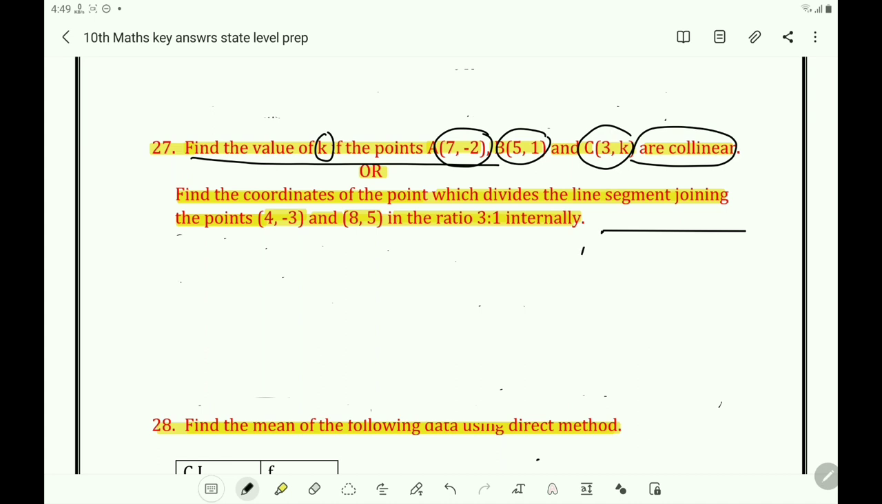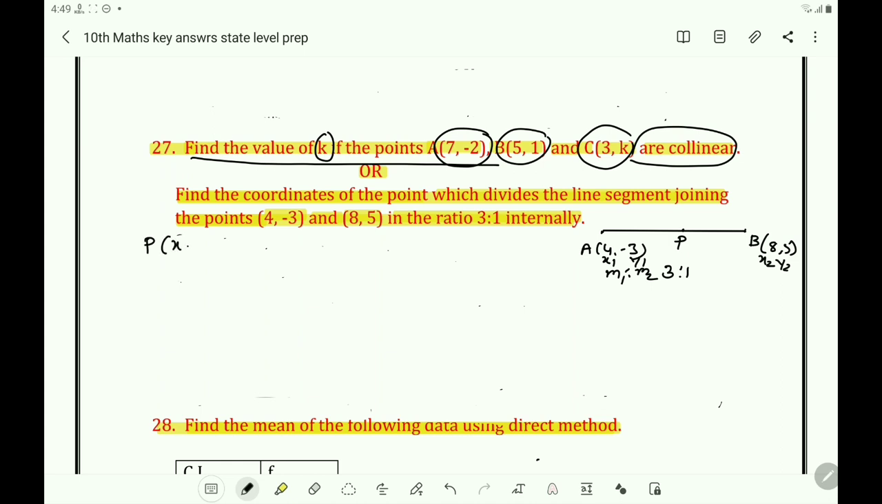This is the point A with the coordinates 4, minus 3. This is the point B with the coordinates 8, 5. And consider a point P which divides in the ratio 3 is to 1. Here the ratio m1 is to m2 is 3 is to 1. Consider these are x1, y1. These are x2, y2. Write the formula.